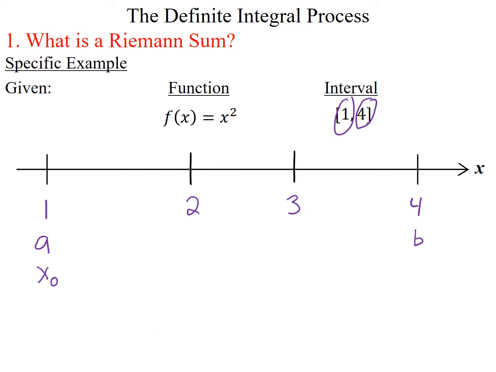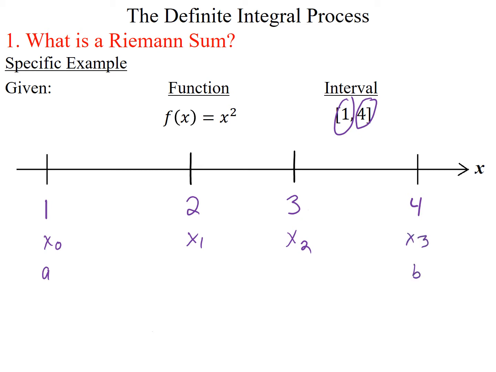Then this one's going to be called x1. This one's going to be called x2. And this one will be called x3. Okay, so the numbers on the number line are x0, x1, x2, and x3. But it just so happens the first one could also be called A, and the last one could also be called B. But x0, x1, x2, x3 is probably a little bit easier. Maybe it'll look better if I put x0 and x3 first. x0, but it just happens to be A, and x3, which happens to be B.